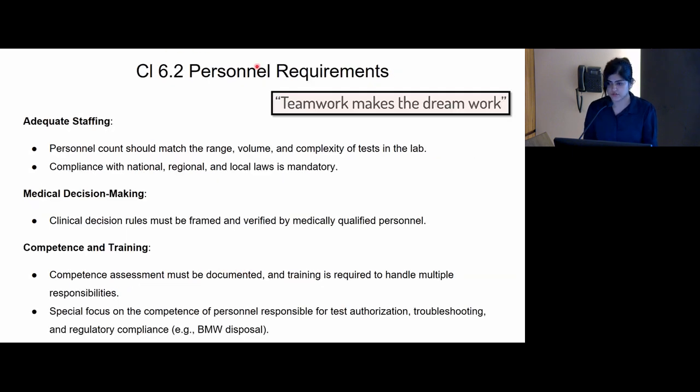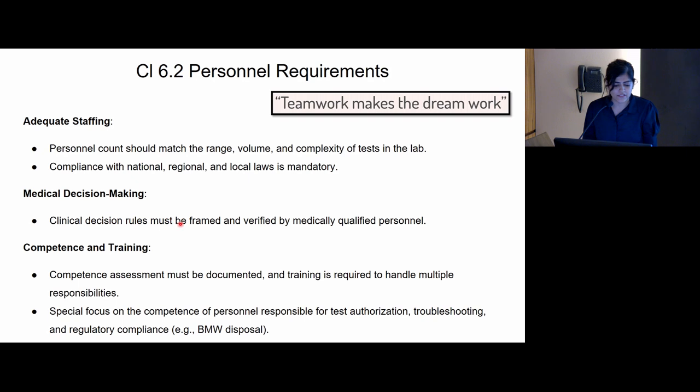Moving on to personnel requirements. As the quote says, teamwork makes the dream work. Personnel requirements are a must and a mandatory procedure for recruiting the right staff. It should match the range, volume, and complexity of tests in the lab, and they should follow compliance with national, regional, and local laws, which is mandatory.